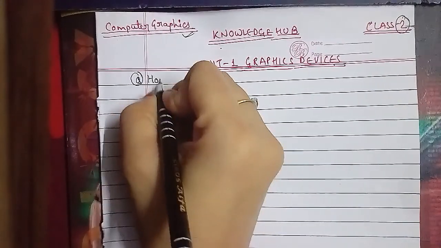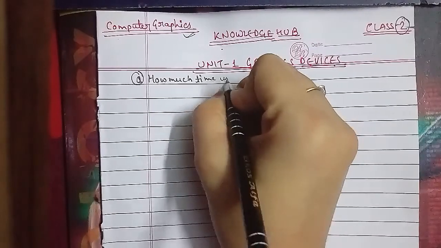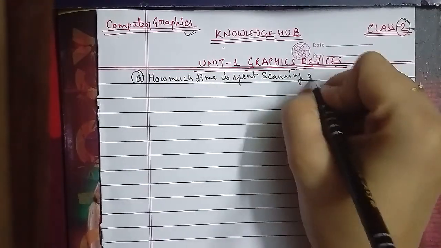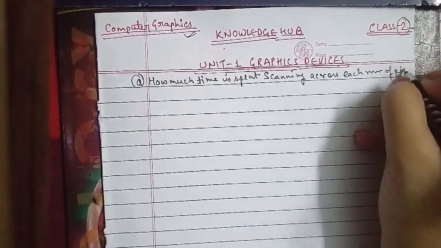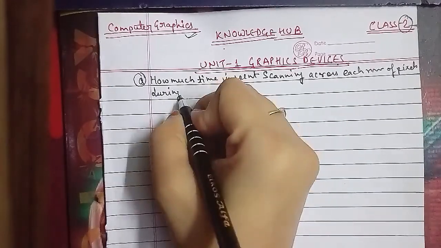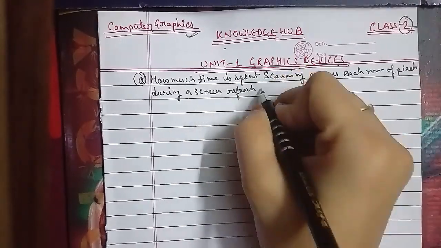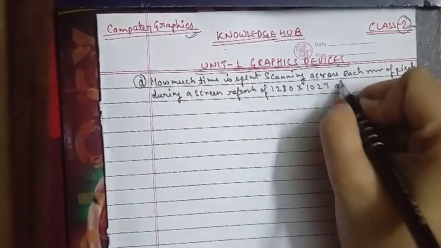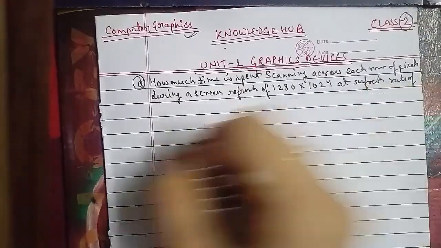How much time is spent scanning across each row of pixel during a screen refresh of 1280 multiply 1024 at refresh rate of 60 frames per second.